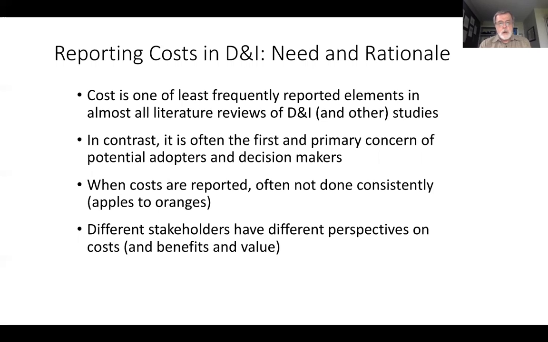Third bullet point, when costs are reported, often this is not done consistently, in that people report on different elements using different measures, forget about some issues, and don't report them according to guidelines that are there. And so you're really comparing apples to oranges if you want to talk about a couple different cognitive behavioral interventions, and they're both talking about cost, but they mean different things. Finally, and I'll illustrate this, different stakeholders. We always think about D&I as being multi-level and contextual, but different stakeholders have different perspectives on cost and different values and benefits. And we'll illustrate some of that, but that's a take-home point to keep in mind.